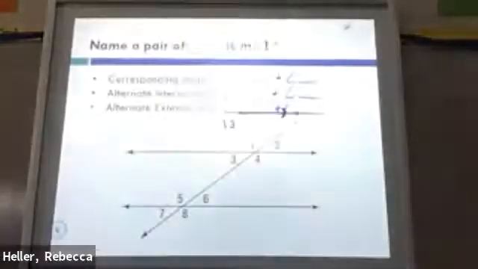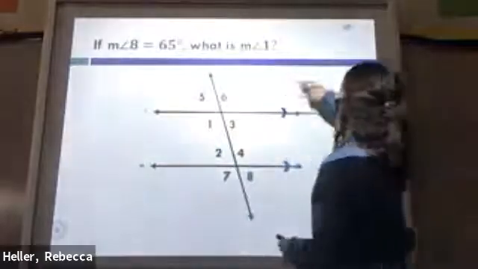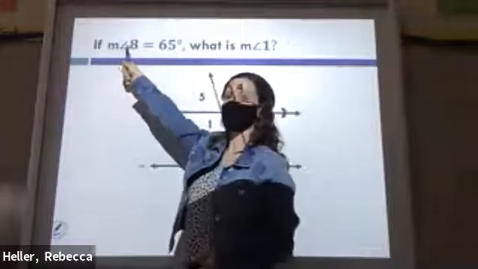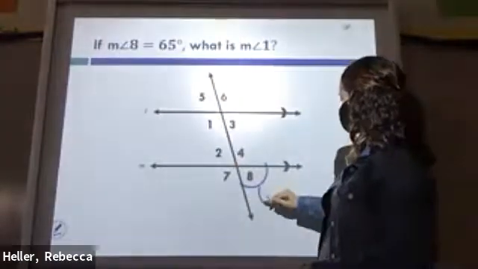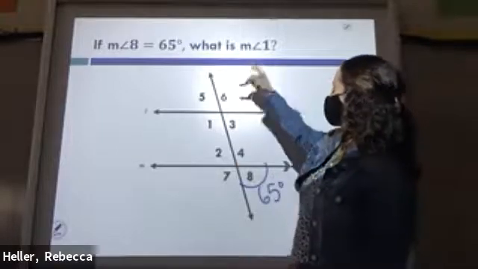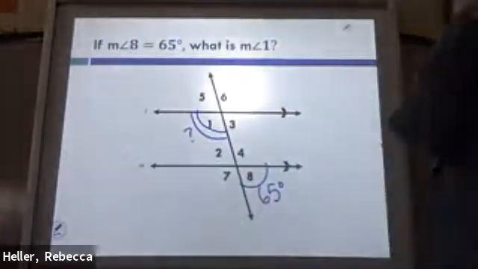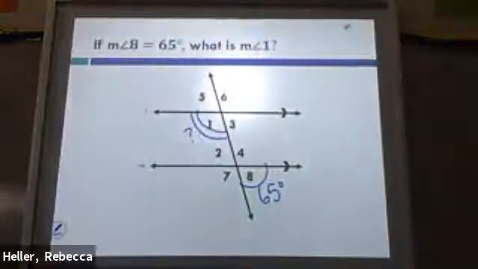Okay. All right. One last question to review what we were doing last week. If the measure of angle 8, remember that M stands for measure, is 65 degrees, what is the measure of angle 1? So I'll give you a couple minutes to work on that. You guys can type your answers in the chat when you're ready. This is also from what we did on Friday.